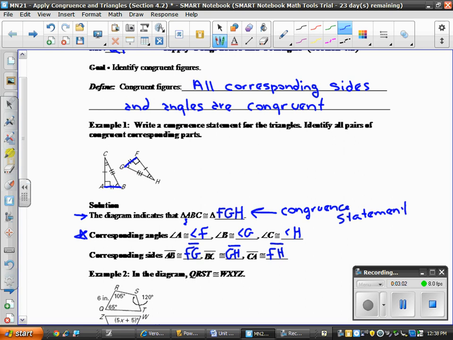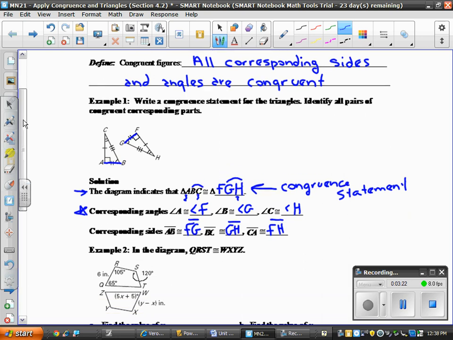Why? Because you can look at it, and if, for instance, we are interested in angle C, we can just look at the congruence statement and know that angle H is congruent to that. Or, let's say we're talking about side length BC right here, we know that segment GH is going to be congruent. So that congruence statement is very, very helpful, and the order does make a difference when you're writing that statement.